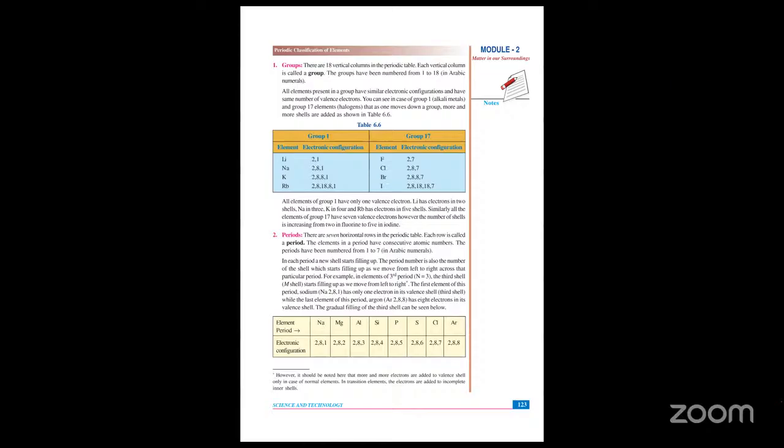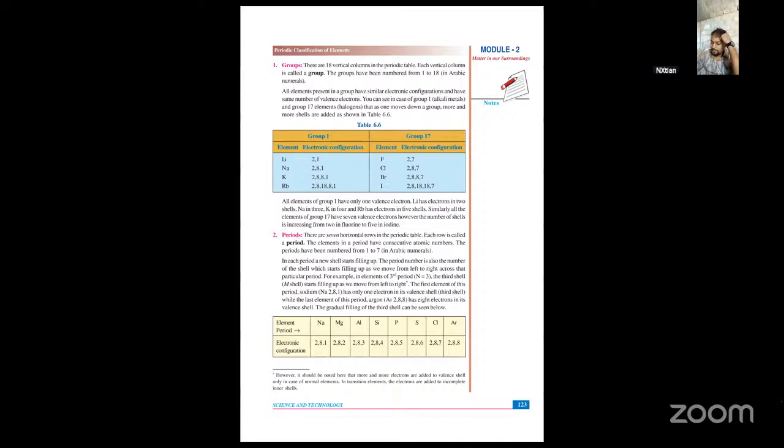So if you go from left to right, the number of electrons in that particular shell will increase. From top to bottom, for example, first period, second period, third period, you can check that the number of shells in each period will increase. But if you go from left to right, the number of electrons in that shell will increase. Did you understand?